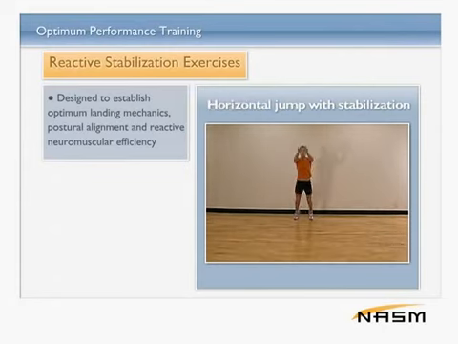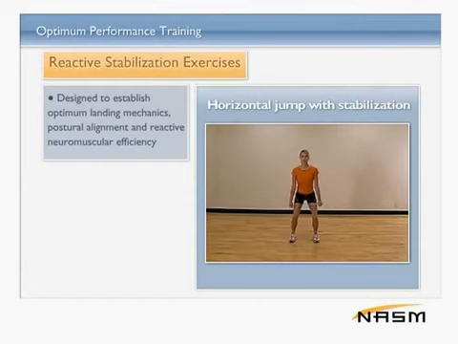The last example exercise is a horizontal jump with stabilization. Stand with feet shoulder-width apart and pointed straight ahead. Maintain the drawing-in maneuver and jump forward like a long jump as far as can be controlled. Land softly, maintaining optimal alignment, and hold the landing. Repeat as instructed. As a progression, one can perform in the frontal plane, or jump to the side, and the transverse plane, or turning.